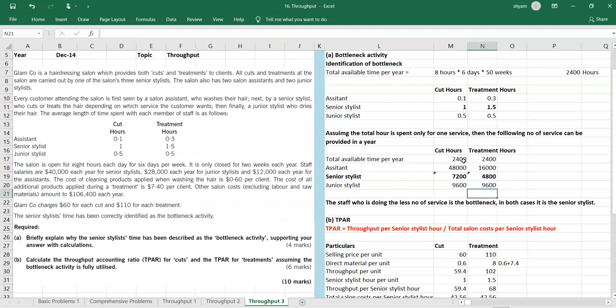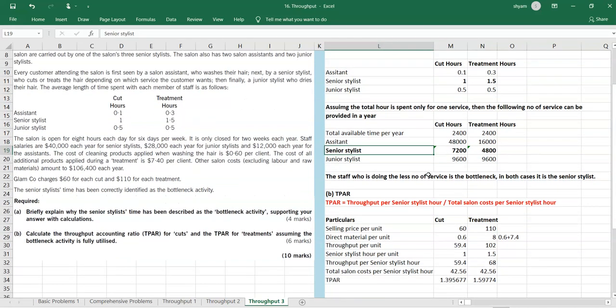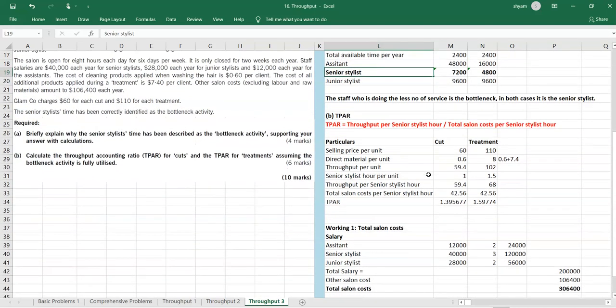However you work out, this is the proper way to work out. However you work out in cut, the maximum that can be serviced is 7200. So that is a bottleneck. Again here also the bottleneck is 4800. So the bottleneck is always the senior stylist. And then we move on to TPAR. TPAR is quite straightforward here. So selling price, then we deduct the material cost.